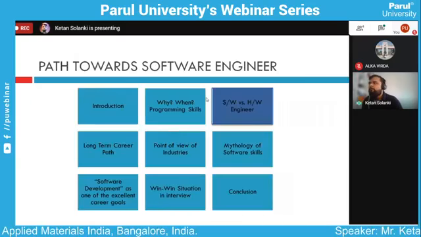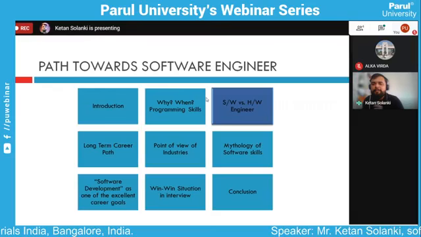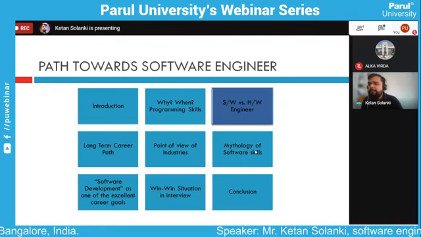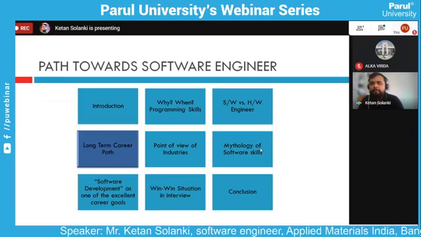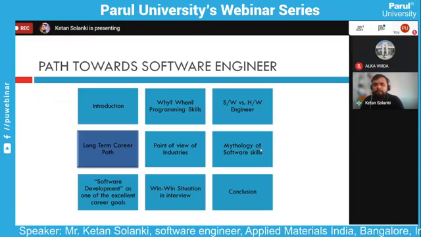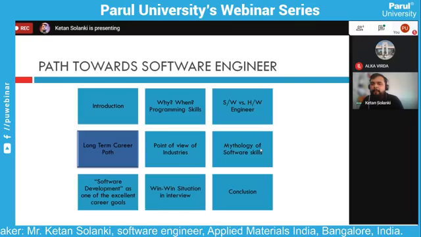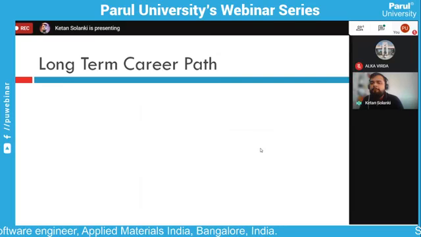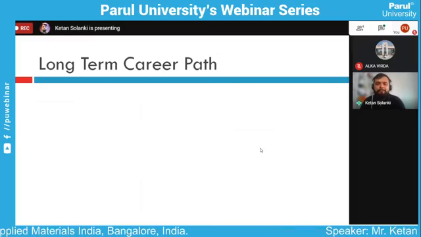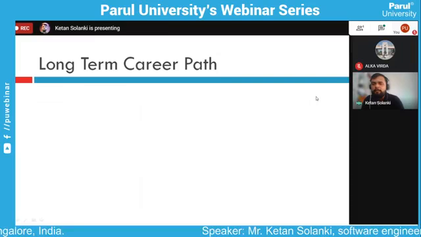So that was all about how to differentiate the software engineer and hardware engineer. But as we focus more on the path towards software engineer in this session, we'll go ahead with the long-term career path in software engineering. To do so, we should know what programming skills we should have as an engineer. What are the programming skills that are trending nowadays that we should know, and where to start. Those two questions are key to choosing the long-term career path.